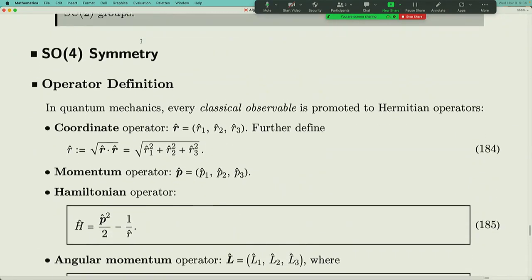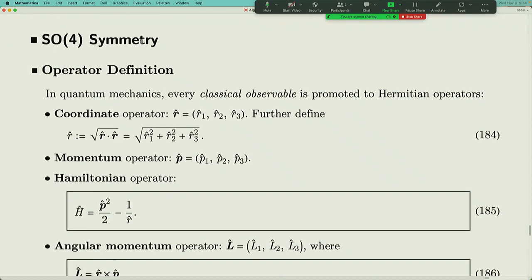Okay, so with that preparation, I think we can talk about SO4 symmetry. And the way to define that, again, we are going to use this operator method. So we are going to define a bunch of operators. First of all, we are going to promote all the displacement operator, actually any classical observables, to Hermitian operators. For example, the coordinate operator or the displacement operator, which is a vector of operators. It has 3 components. Every coordinate has 3 components previously, and every component now becomes an operator in quantum mechanics.